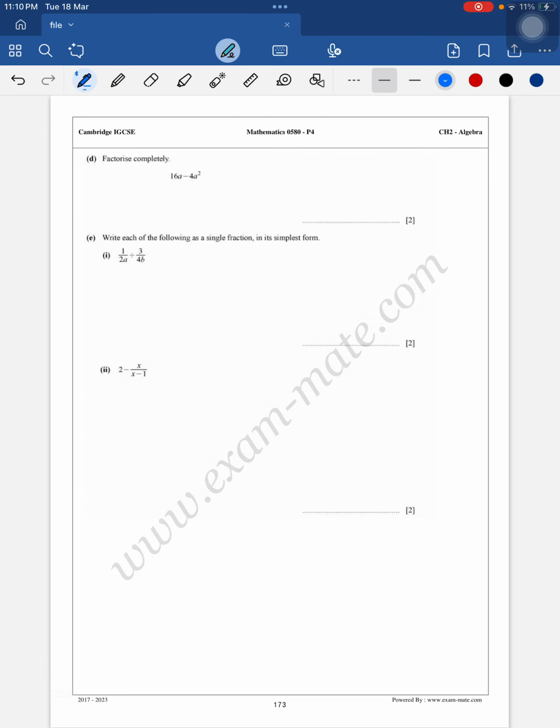Part D, factorize completely. In both the terms, we have 4a common. So that will be 4 minus 2a, right? I took 4a common, so that will be 4 remaining. And in the next term, if I take 4a common, it will be just a. 4a into 4 minus a. Clear?